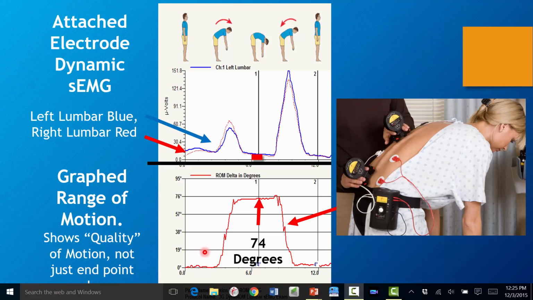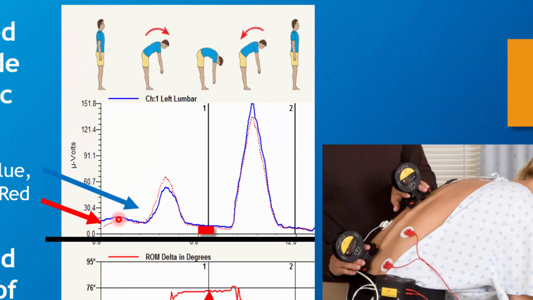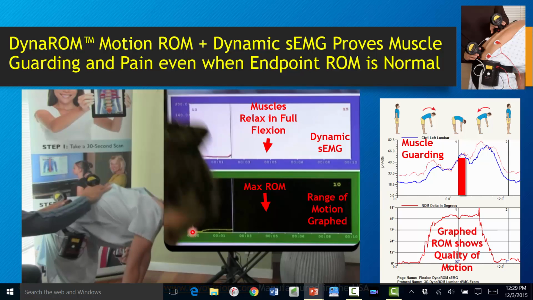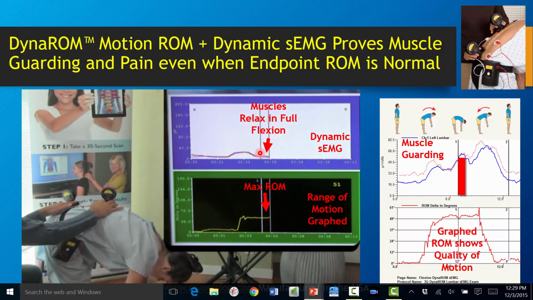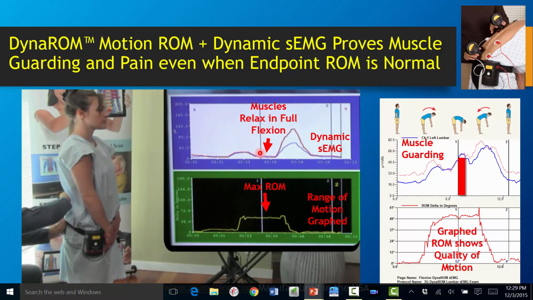The lower half of the graph shows graphed range of motion. Unlike traditional endpoint range of motion, this measure allows us to document quality of motion as the graph shows perturbations if they have difficulty bending. The upper half of the graph shows muscle activity over time. The blue line is the left lumbar, the red line is the right lumbar. As you can see, as they bend into flexion, muscle shut off completely, showing the lack of guarding. You can see we're simultaneously graphing range of motion and muscle activity. This allows us to prove that muscle guarding and pain exists even when endpoint range of motion is normal.